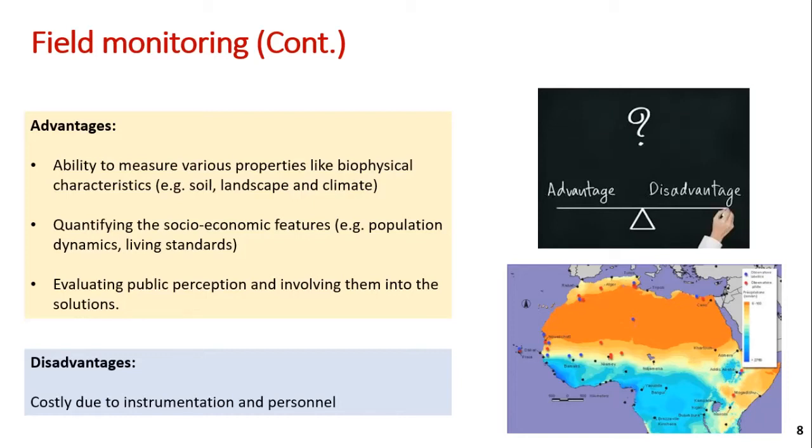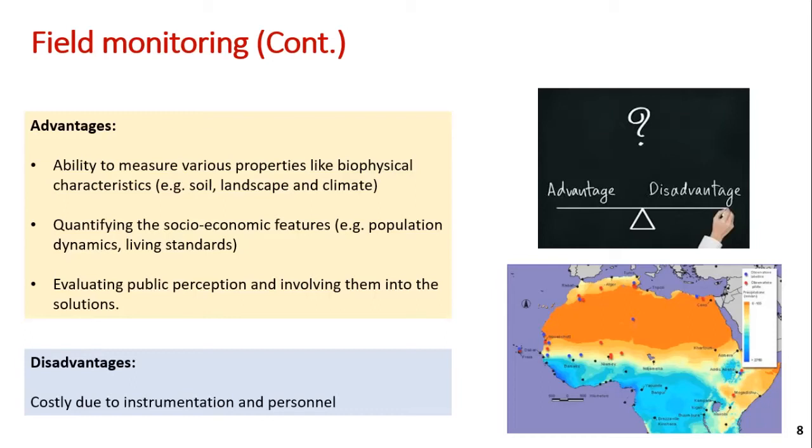Secondly, since you use humans, you can quantify even the other sustainability pillars, not only the environmental impact, like monitoring the vegetation or the soil or the climate, but you can also know the socio-economic features, for example, the population, the movement of people, the living standard. Here you can do it by having a questionnaire. So, for example, you would go into the field and start distributing questionnaires or interviewing people and collecting information about this.